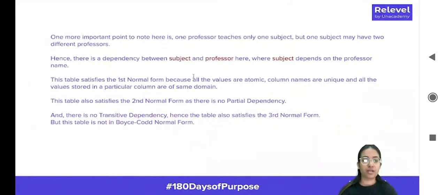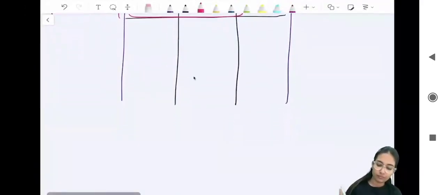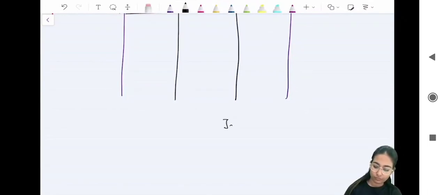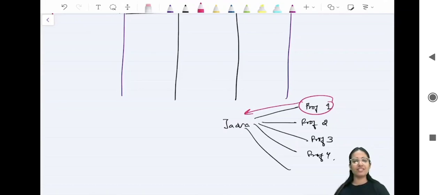Now here, one more important point that you have to note is one professor only teaches one subject, right? For a single subject Java, there can be multiple teachers: Professor 1, Professor 2, Professor 3, Professor 4. But one professor will teach only one subject. Professor 1, if he or she teaches Java, cannot teach any other subject.